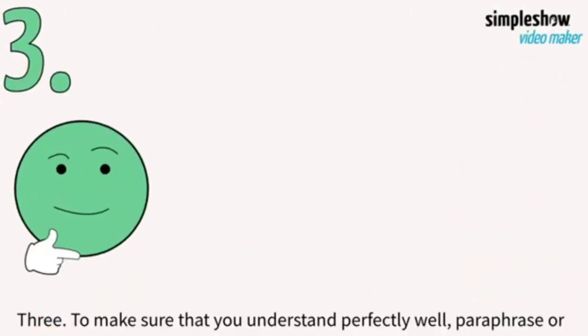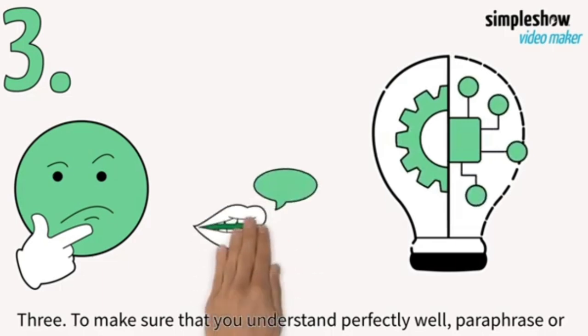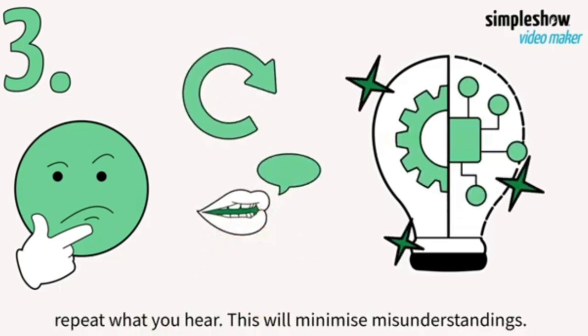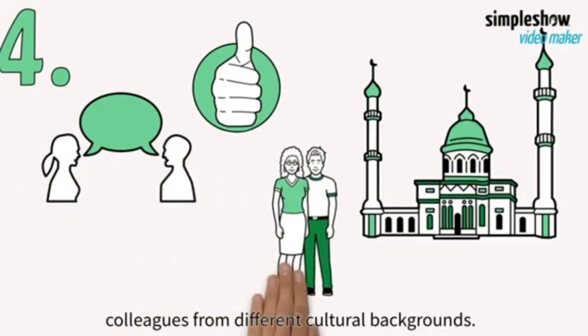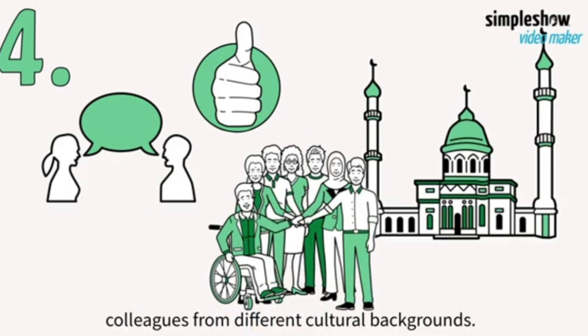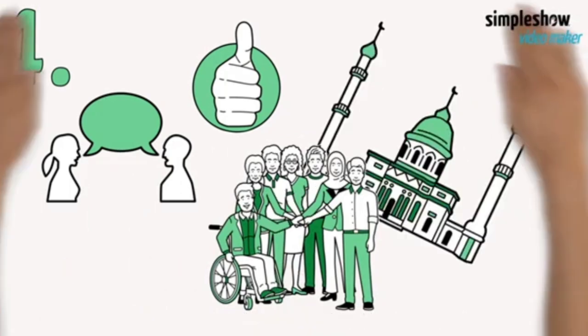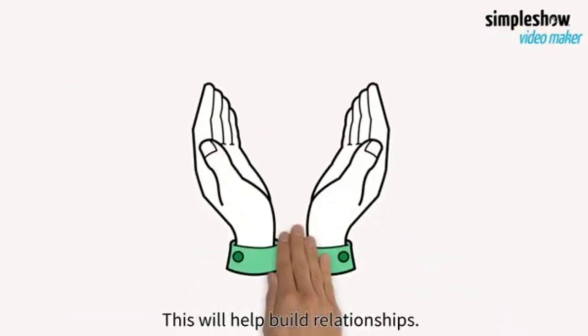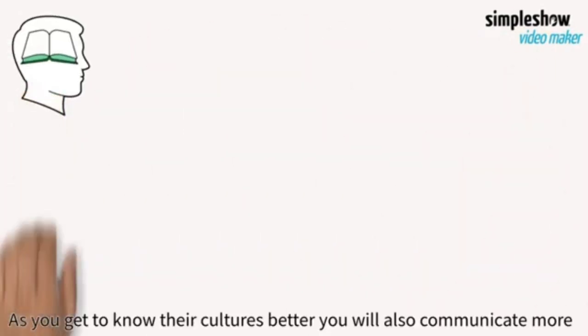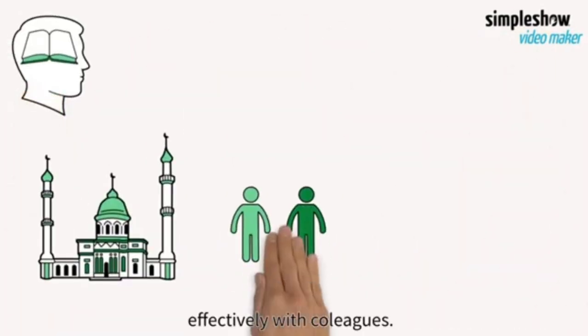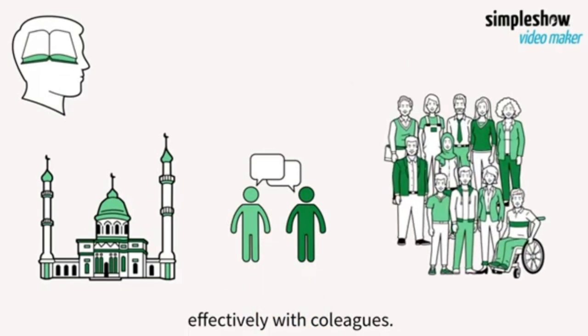3. To make sure that you understand perfectly well, paraphrase or repeat what you hear. This will minimize misunderstandings. 4. Be open and inclusive of other cultures by getting to know colleagues from different cultural backgrounds. This will help build relationships. As you get to know their cultures better, you will also communicate more effectively with colleagues.